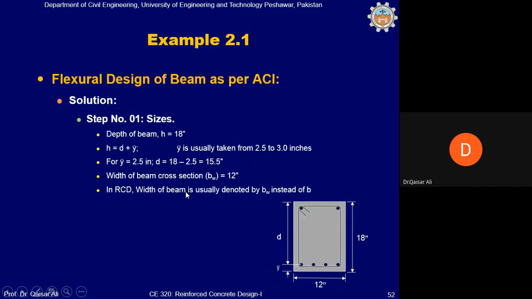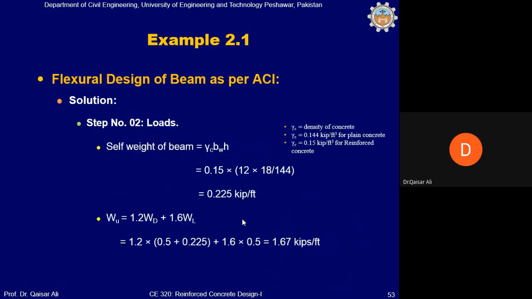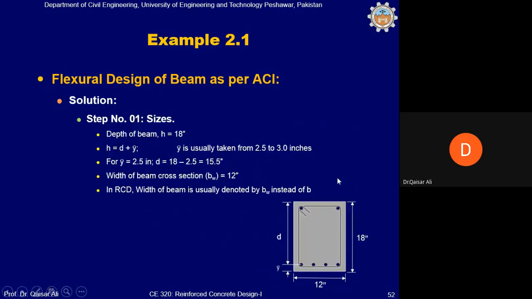In the reinforced concrete course, the width of the beam is usually denoted by b_w instead of b. So in our calculations and in our next slides, we will use b with subscript w, which means web width. This is the web, but you will see in the next slides. So we have selected the width and depth of the beam. Depth is 18 inch, width is 12 inch, and effective d is 15.5 inch because we assumed y bar equal to 2.5. How is this assumption made?